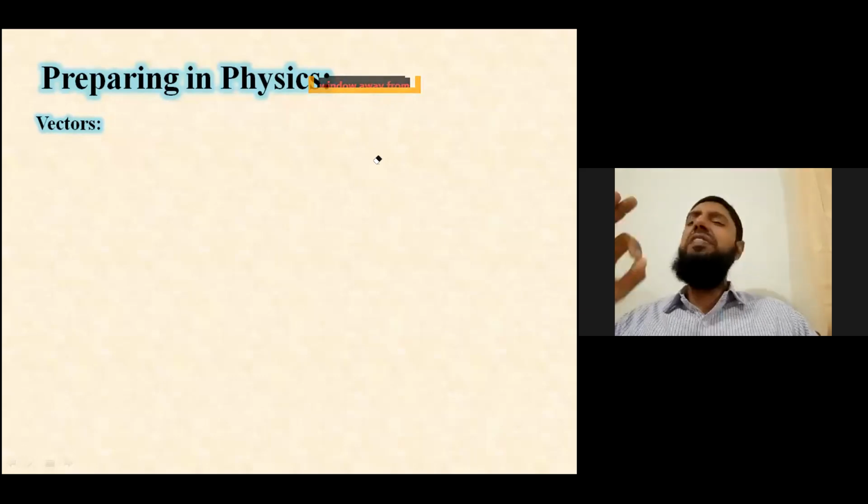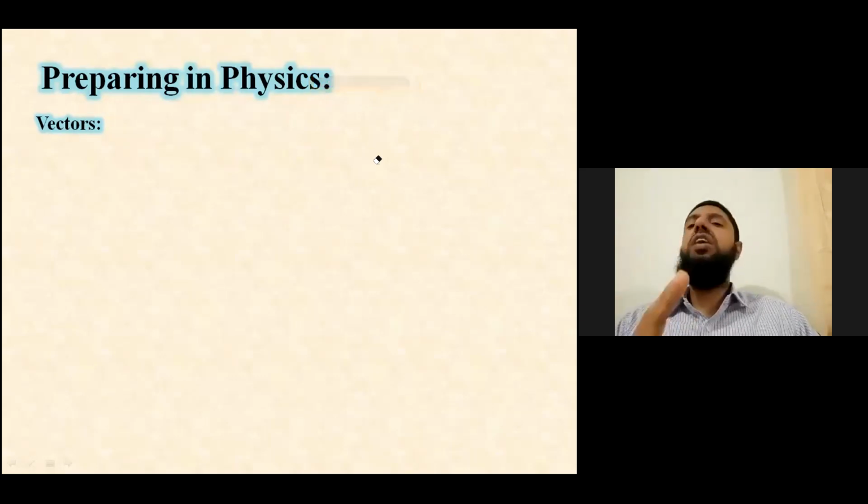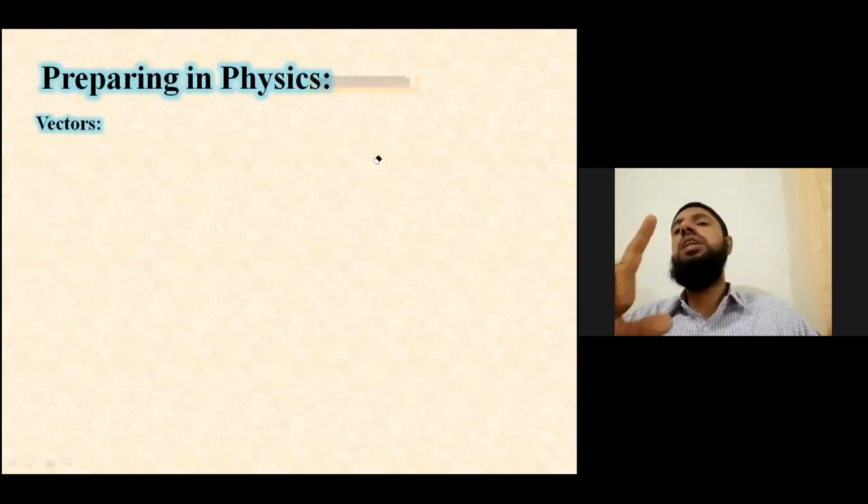On every chapter from first year to second year, from all the chapters, if you solve 30 to 40 questions in each chapter, then your mind will be set for numericals.